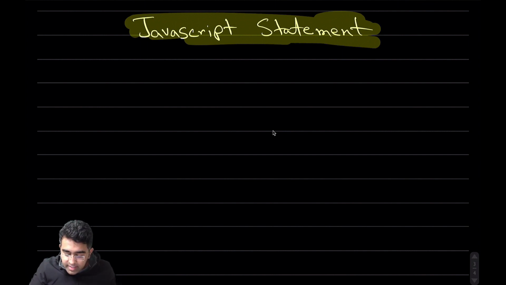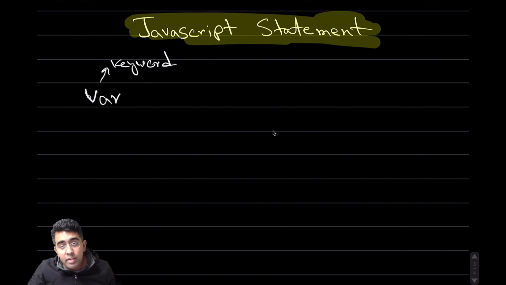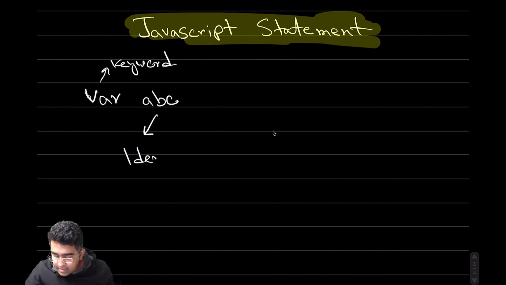So, let's say a keyword. Let me give you an example of var. It's a keyword, okay? Let me write that, it's a keyword. And we define an identifier for this variable. We just say, maybe we say A, B, C. And that becomes the identifier.